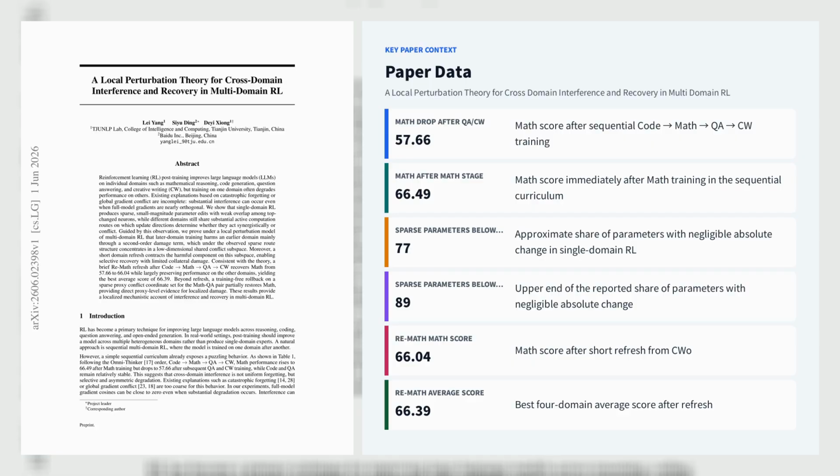Using Qwen3-4B-Thinking-2507 and GRPO in veRL, the authors train 4 domains: math, code, QA, and creative writing, and show that sequential code, math, QA, CW training can drop math from 66.49 to 57.66, even while whole-model gradient cosines stay near 0.